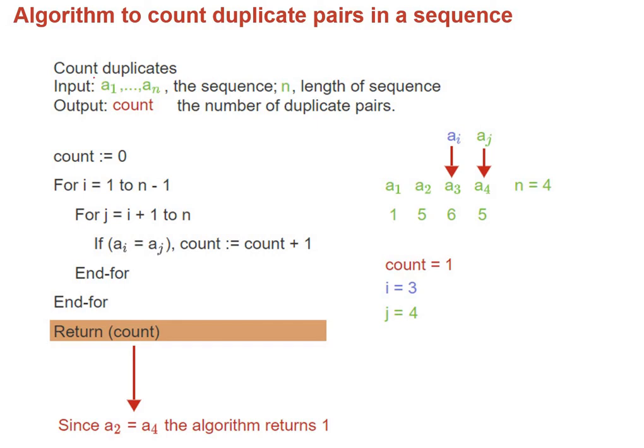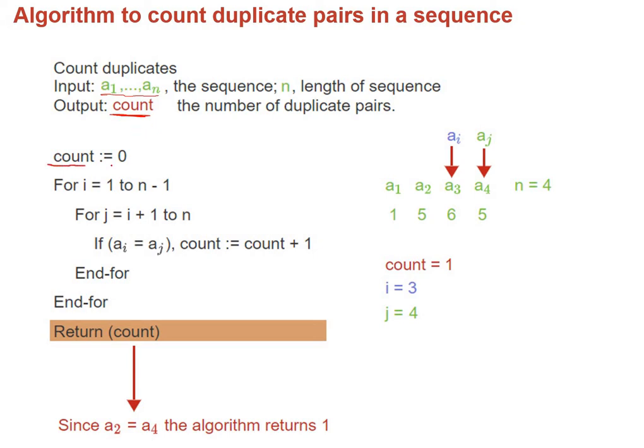Now this next one is a bit trickier than the previous one. You have to write an algorithm to count duplicate pairs in a sequence. How many duplicate pairs are there in a sequence? Let's see how this works. Again the input is going to be a sequence of numbers, and what you're returning in this case is the count, which is the number of duplicate pairs in the sequence.